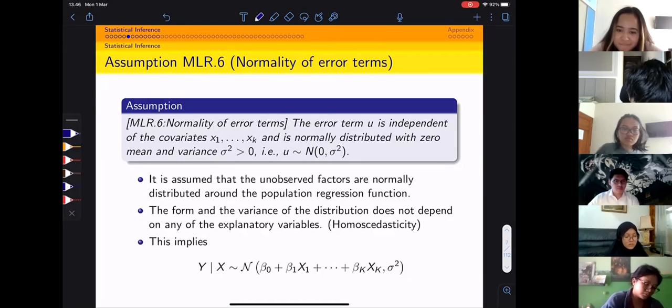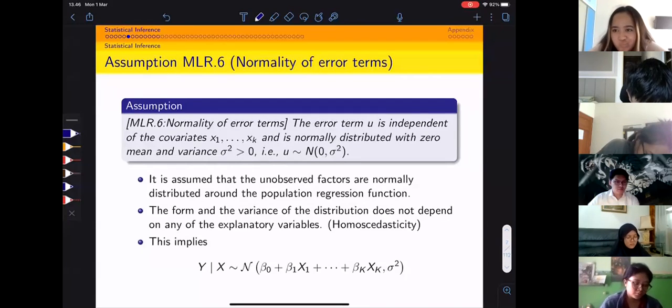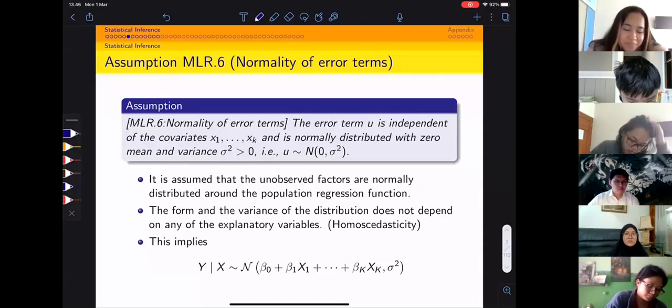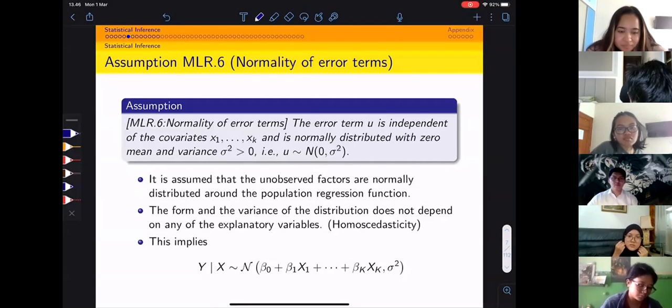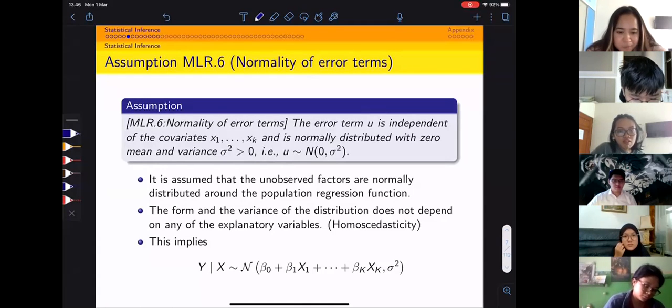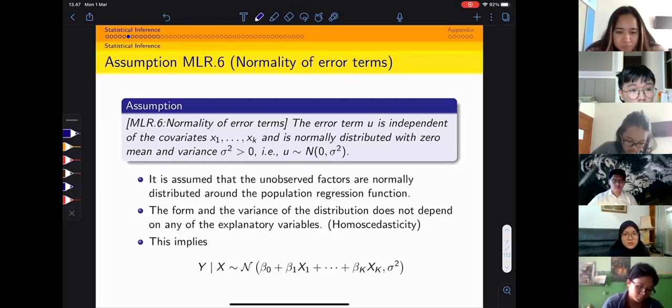So just to state the assumption. The sixth assumption, normality of the error terms or the normality of the unobserved variable: the error term u is independent of the covariates x1, x2, x3, x4 until xk, and is normally distributed with zero mean and variance sigma square. Again, this is key, that the error term is normally distributed with zero mean and variance sigma square. This is the assumption.